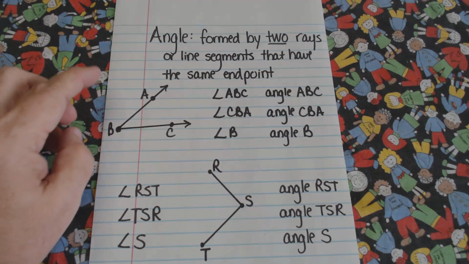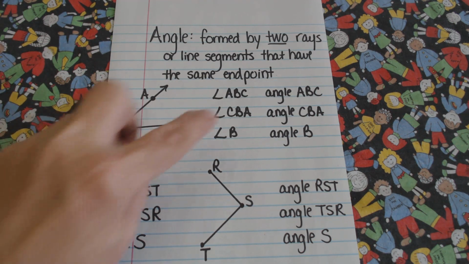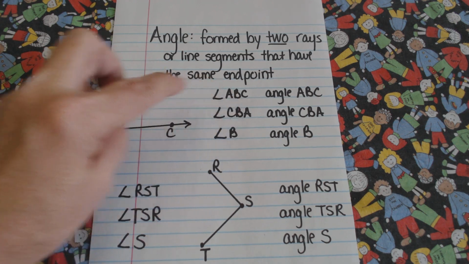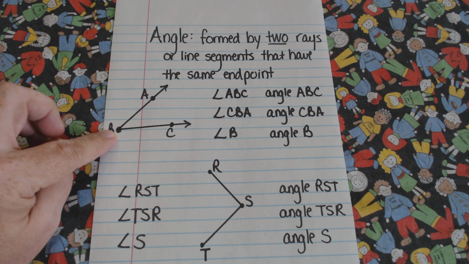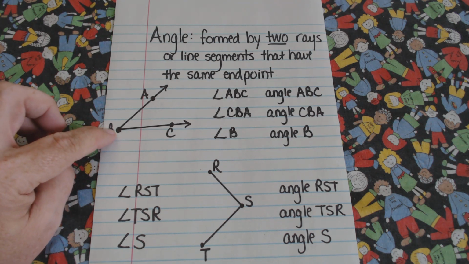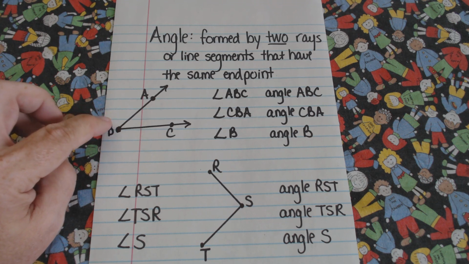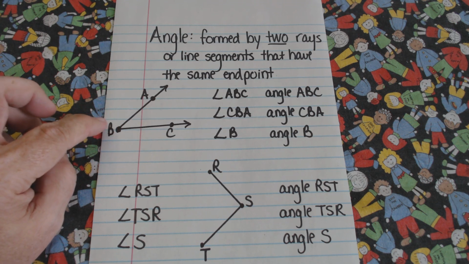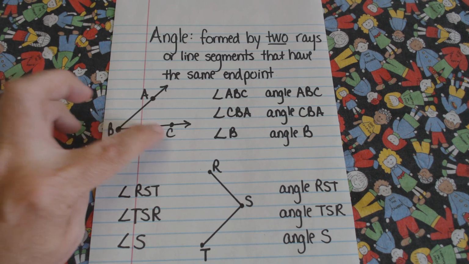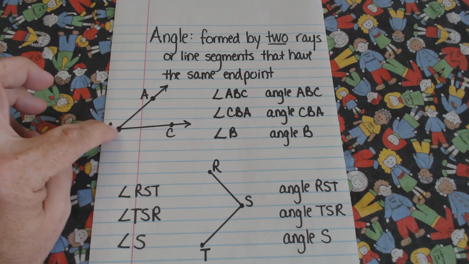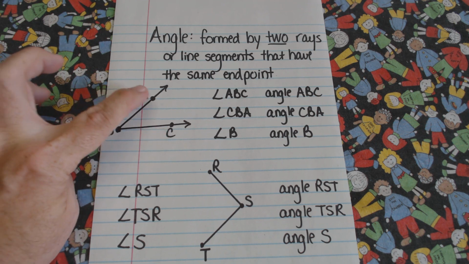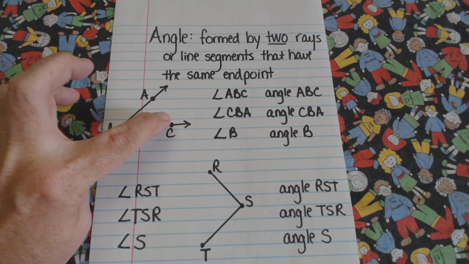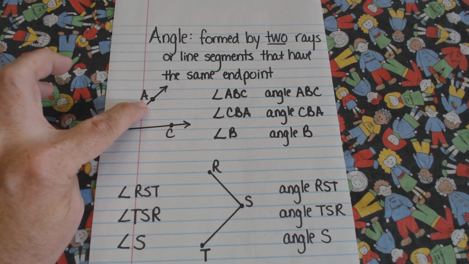CBA. What you notice about both of these is that the middle letter B is this point here. We're going to call that the vertex. We'll be learning that here in just a moment, but that's the middle letter. So you could not name this angle, for instance, angle BCA, because the middle letter C is not the vertex. So angle ABC or angle CBA are fine.